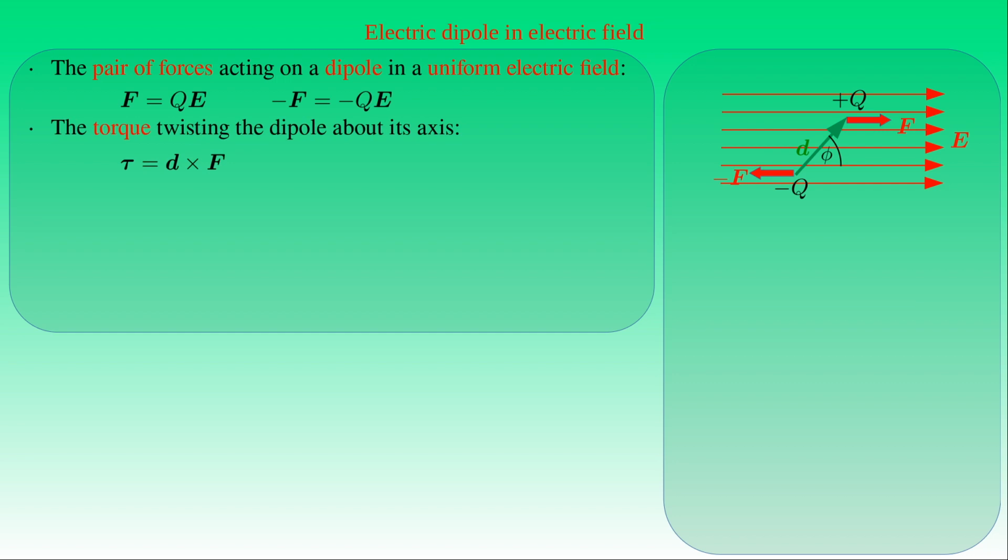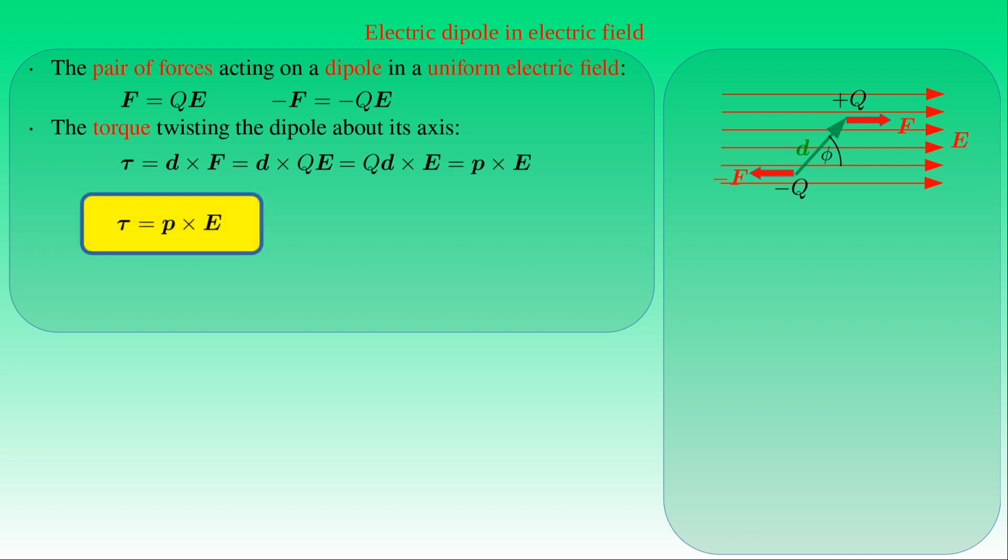Then the torque tau can be written as the vector product of d and q times E, or the vector product of q times d and E. But q times d is just the dipole moment P, and we can conclude that the torque tau acting on a dipole in a uniform electric field is given by the cross product of the dipole moment P and the field strength E of the electric field.